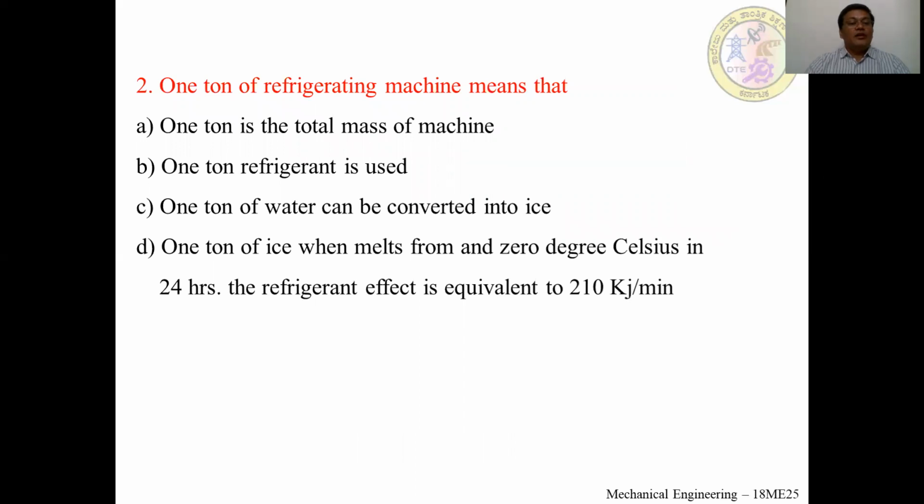Second question: 1 ton of refrigerating machine means that, the options are: 1 ton is the total mass of the machine; second option, 1 ton of refrigerant is used; third option, 1 ton of water can be converted into ice; and last option is 1 ton of ice melts at 0 degrees Celsius in 24 hours, and the refrigerating effect is equivalent to 210 kilojoule per minute. This is nothing but the definition of the ton of refrigeration. So the right answer is D.